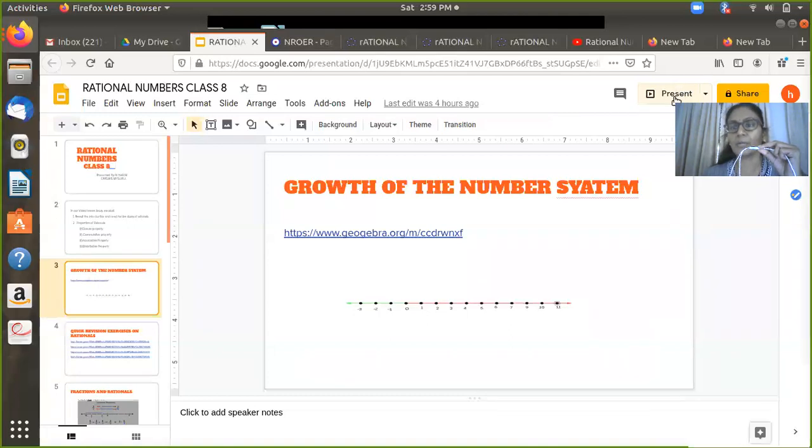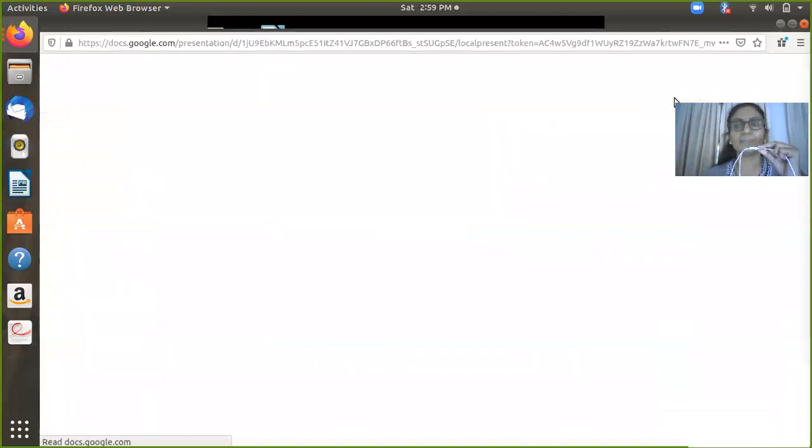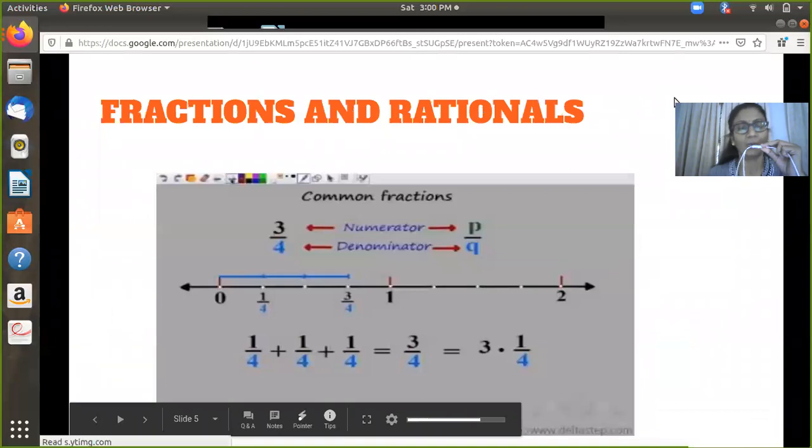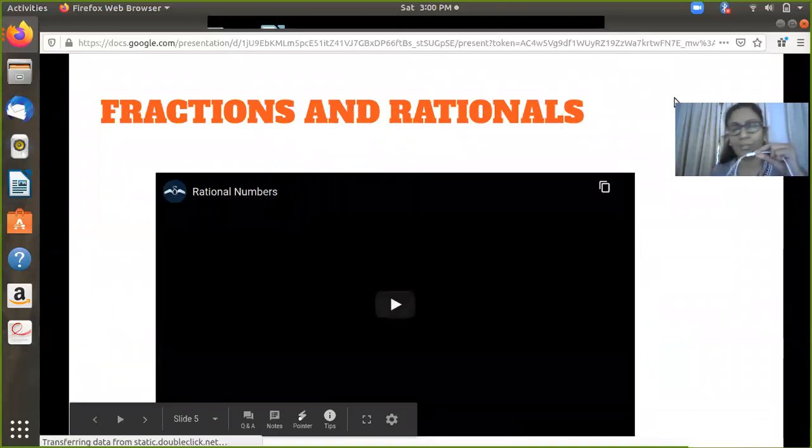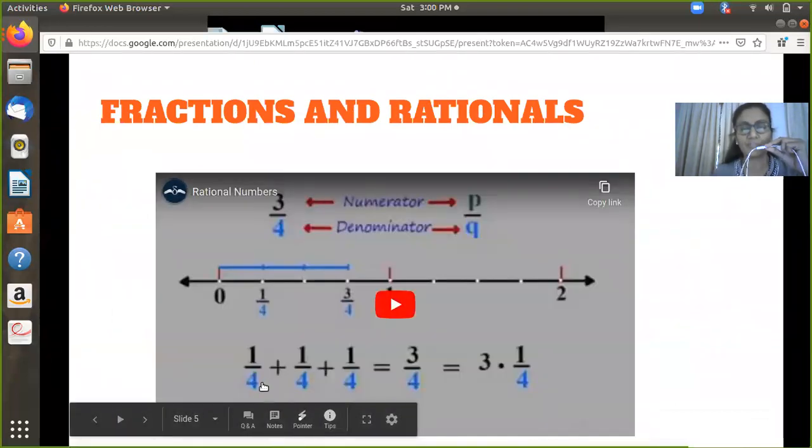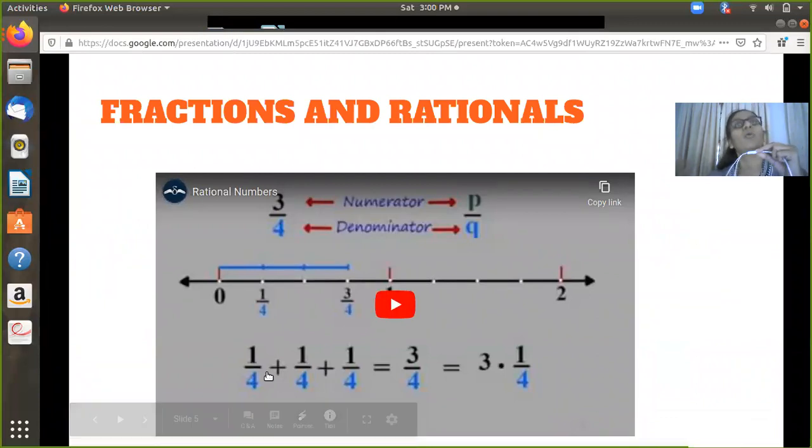So moving on, I was talking about fractions and rationals. What is the big difference between them? Now here I would like to play a small video for you. I may not play the video completely because I just want you to once again understand the difference between what is a fraction and when it becomes a rational, or why it is called a rational.